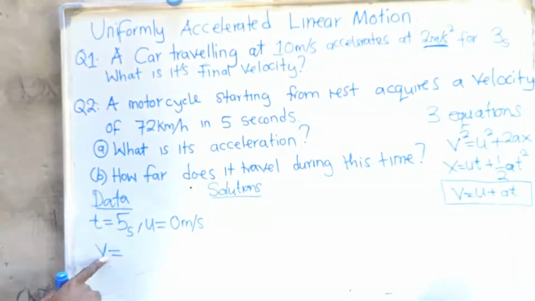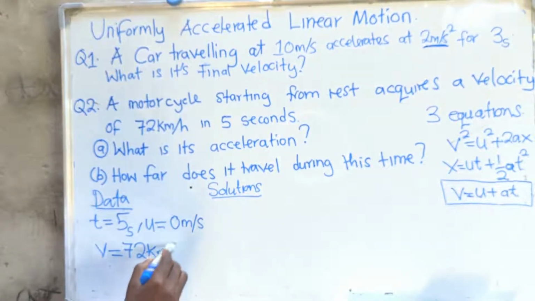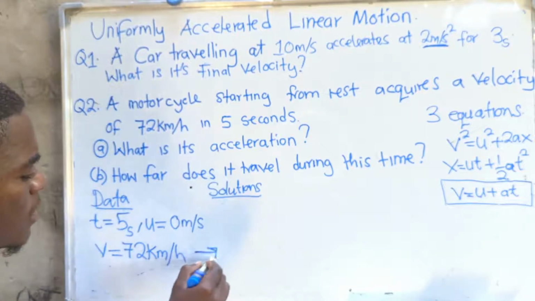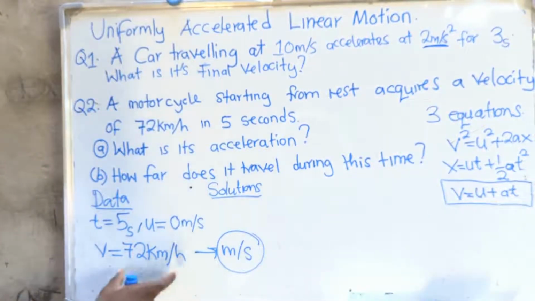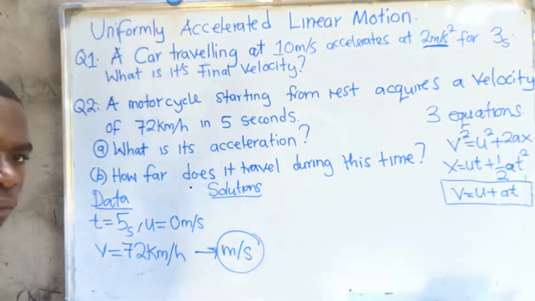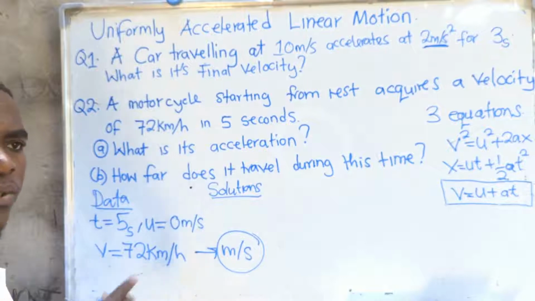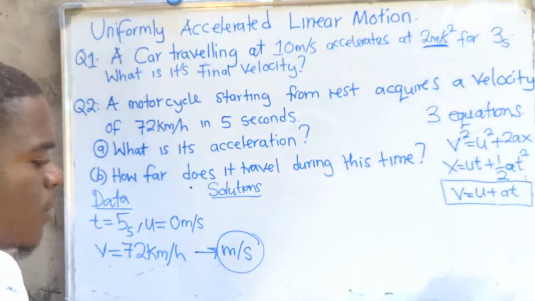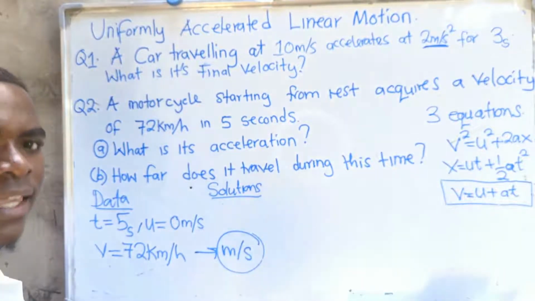We go to final velocity. Final velocity is this one, which is 72 km per hour. Are we supposed to use this? No, you are not supposed to use this. You need to change this to what? Meters per second. You need to change to that. So how then do we change this to that? If you don't know, make sure that you understand this part very well. I'm going to show you the easiest way in which you get to change this one to meters per second.